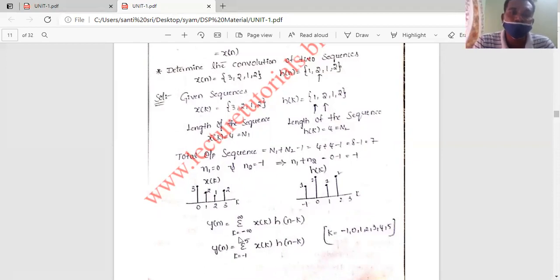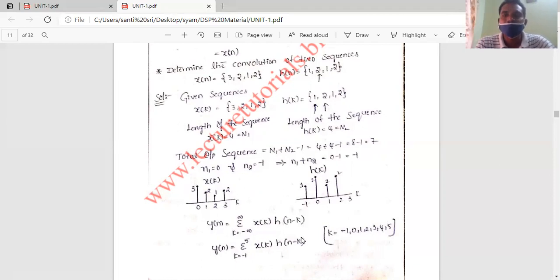So y of n equal to sigma k equal to, but when will it start? It will start from minus 1, right? It will start from minus 1. So it is minus 1, 0, 1, 2, 3. Okay. So we'll substitute the values of n here.